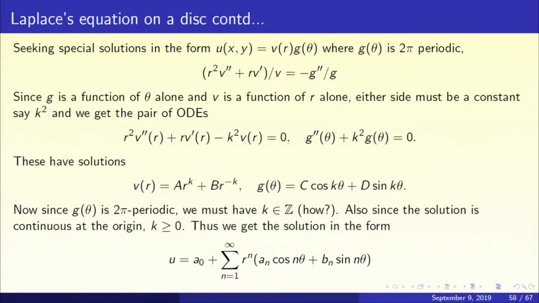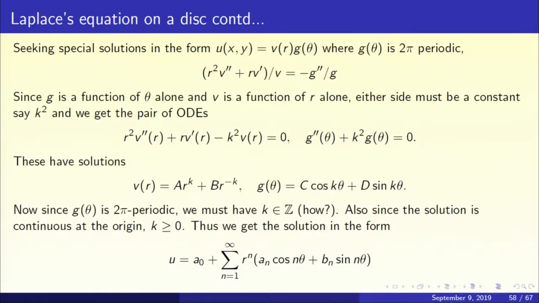r squared v double prime plus r v prime minus k squared v equal to 0, g double prime plus k squared g equal to 0. The second equation can immediately be solved. G of theta is c cos k theta plus d sin k theta, where c and d are constants.